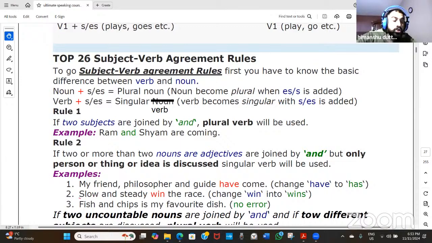So slow and steady win the race. So 'win' is wrong here. We are talking about a single idea. We are talking about slow and steady altogether, as one process, you know. So there it'll be 'wins'. It'll be a singular process. In that scenario, again, singular verb.